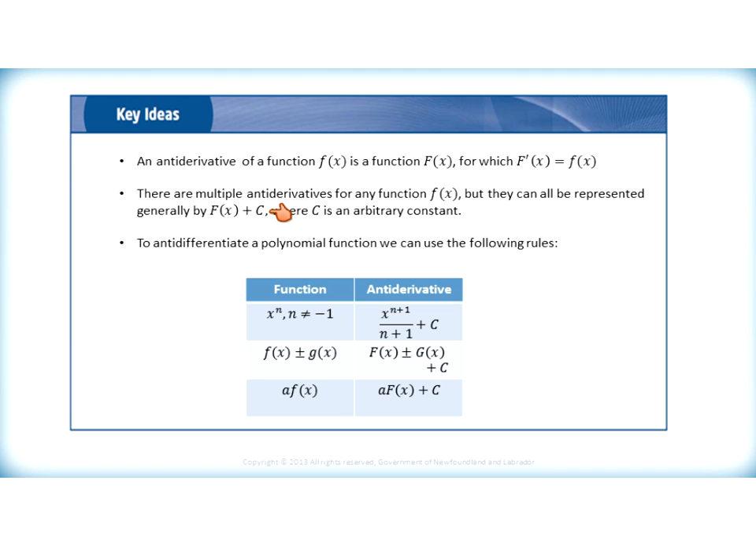And to anti-differentiate a polynomial, we use these rules. So the power rule, which is increase the exponent by 1 and divide by the new exponent, and of course add a constant. If I have the sum of two functions, then I just have the sum of their antiderivatives plus a constant. And a constant multiple of a function is just a constant multiple of its antiderivative plus a constant. And that's basically all there is to it.